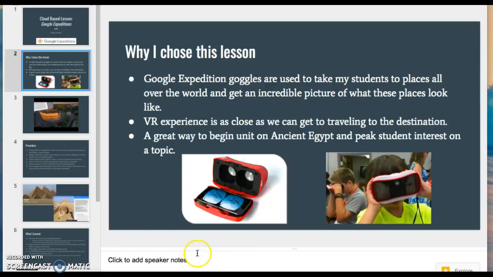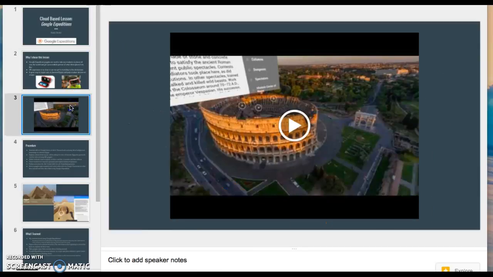So I'm going to actually show you guys a short little video just to give you guys an idea of what the Google Expeditions look like. Unfortunately, I didn't bring home my Chromebook, otherwise I would have recorded this on there. It's at school, but this little video gives you an idea of what it looks like.